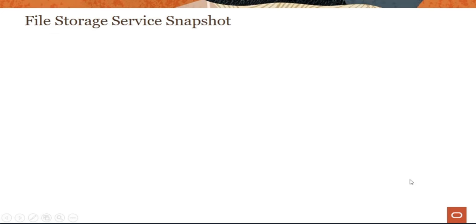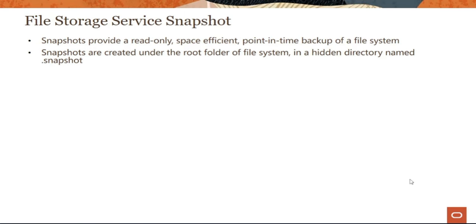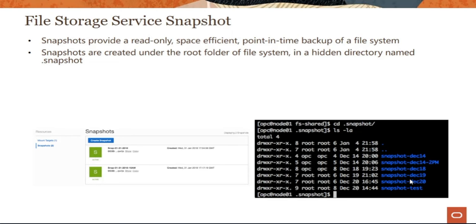This is a really quick module where we talk about snapshots. Snapshots provide a read-only space-efficient point-in-time backup of a file system. Snapshots are created under the root folder of the file system in a hidden directory named .snapshot, and we'll actually see this in our demo. How you create snapshots using the console is really simple. You can come to your file system and just hit create snapshot and you would be able to create one.